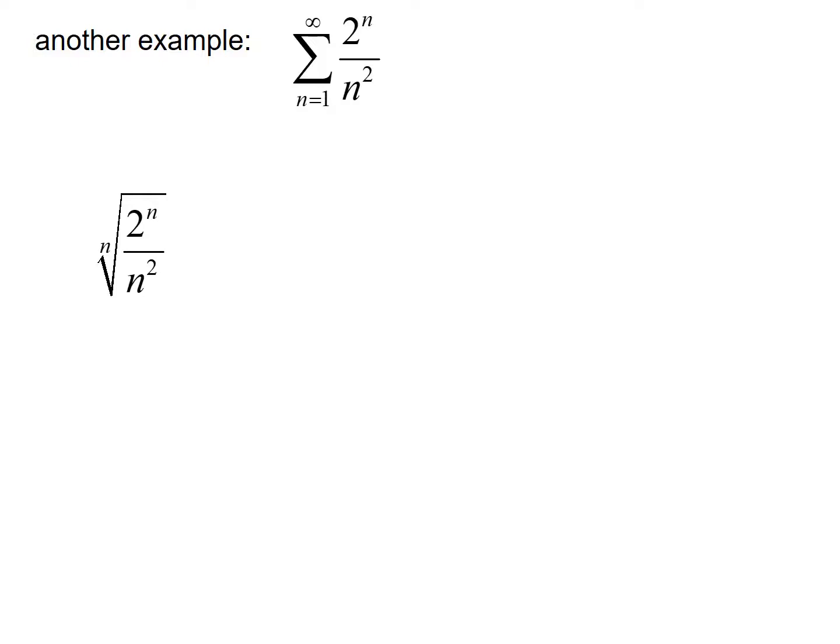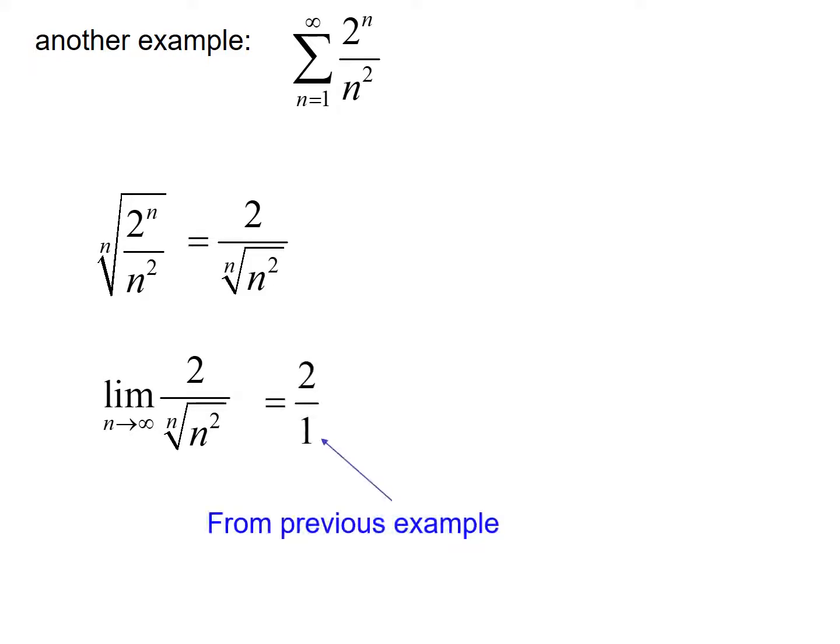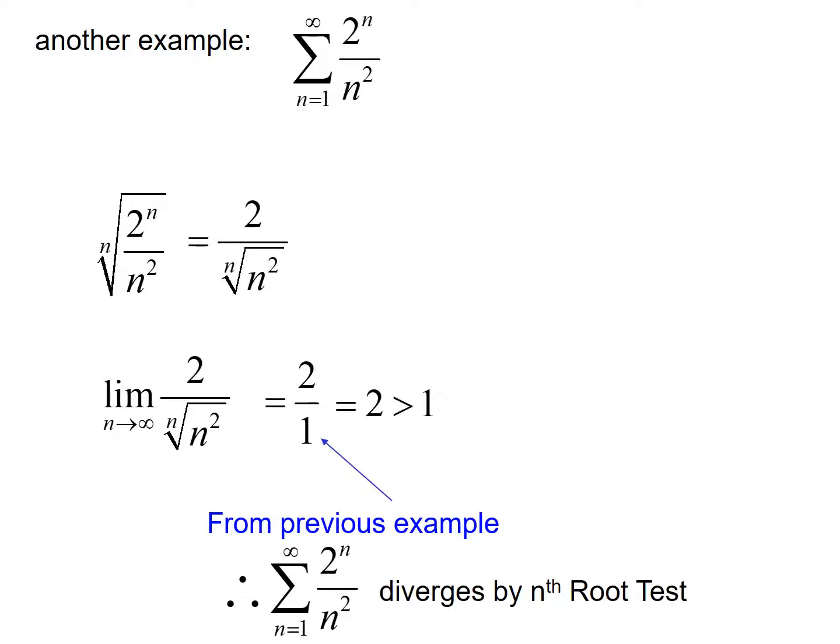And here we have things switched around. We have 2 to the power of n on top. We already found in that previous example that the nth root of n squared approaches 1 as n approaches infinity. So we have 2 over 1, which is greater than 1. So this diverges by the nth root test.